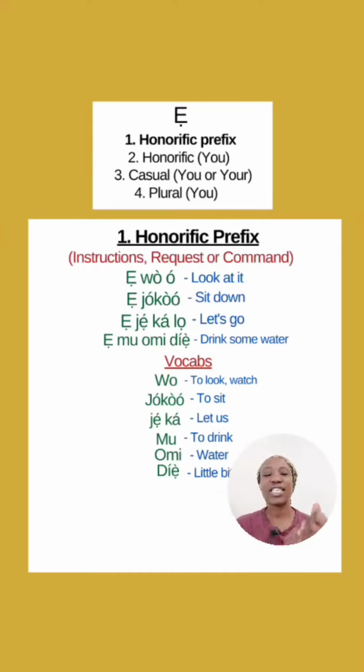Okay, so this is how you use it in this first bit, honorific prefix. Please let me know if you have any question on this particular one that we just covered. As an honorific prefix, it always comes before a verb, and you use it when you're giving a request or a command or giving an instruction. Okay, with those examples: ejo, ejoko, ejekalo, emu, omi, die.